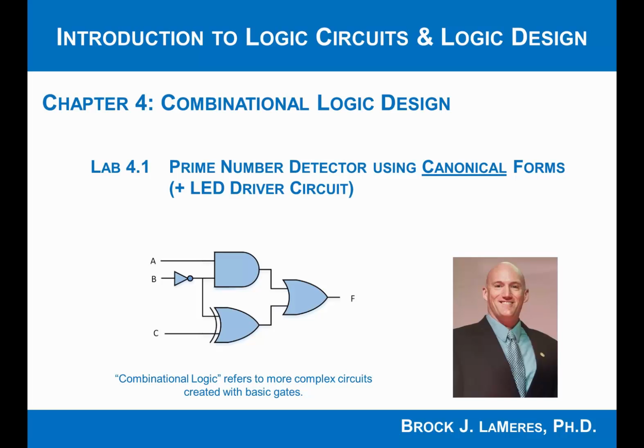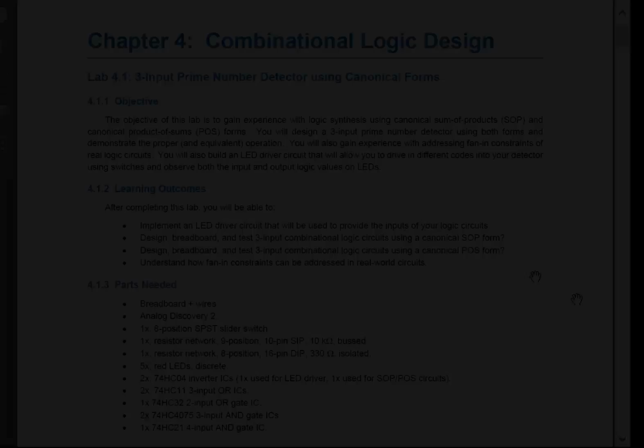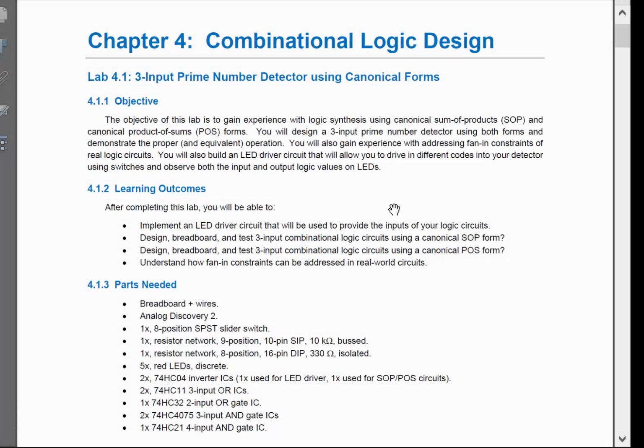In this video, we're going to go over Lab 4.1, which is a 3-input prime number detector using canonical forms. The objective of this lab is to actually start building basic logic circuits. We're going to use sum of products and product of sum forms, but we're going to start off by using the canonical form. And remember that canonical means that you're not trying to minimize.